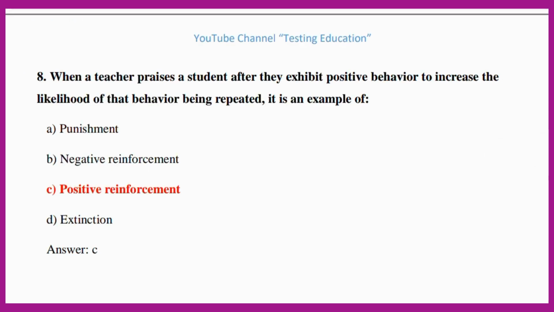Question number 8. When a teacher praises a student after they exhibit positive behavior to increase the likelihood of that behavior being repeated, it is an example of A, punishment. B, negative reinforcement. Option C, positive reinforcement. Option D, extinction. Here the correct option is option C, positive reinforcement.